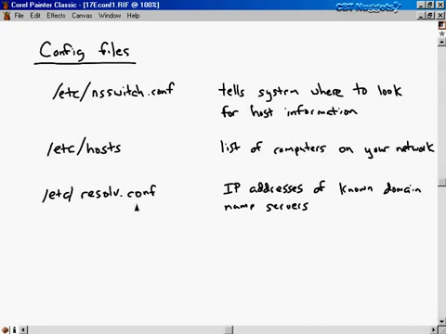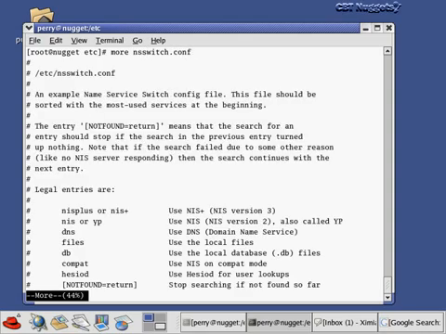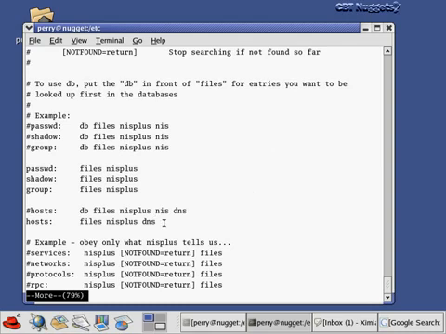/etc/resolv.conf contains IP addresses of known domain name servers. So when you set up your computer and you configure networking, you put known name servers into some configuration tool, and they go into this particular configuration file in the /etc directory. We'll look at how all three interplay when we go out to the Linux screen now. So let's take a look at some of these configuration files. The first one I want to look at is the nsswitch configuration file. What we're looking for in this file is the line that starts with hosts.